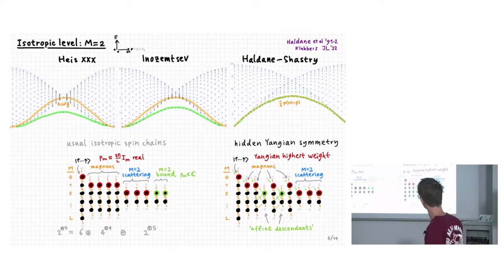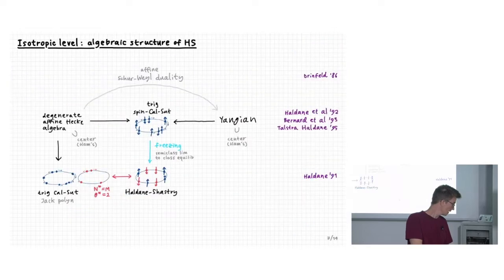That's exactly right. All right, so we are seeing that this Haldane Shastry model is really rather special and quite different from the Heisenberg spin chain. And here is a short cartoon of how it really works. Here at the bottom, we have the Haldane Shastry spin chain. The algebraic setup is that there is some algebraic structure called the degenerate affine Hecke algebra, whose center in some representation gives rise to the Hamiltonians of the trigonometric spin Calogero-Sutherland model.